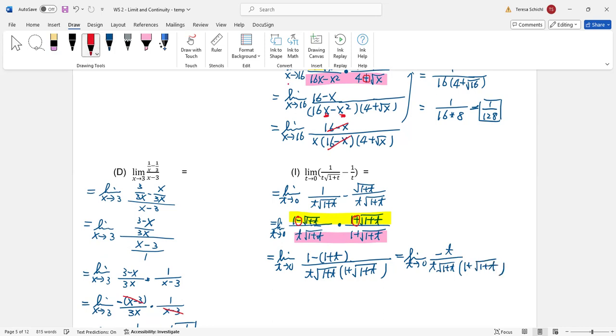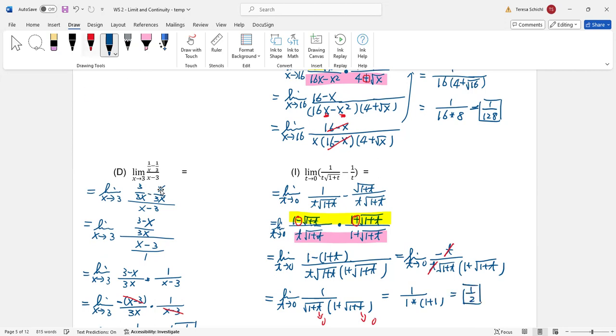Now you'll be able to cancel t and t, right? So t and t cancel, then this limit will be the limit as t approaches 0 of negative 1 over the square root of 1 plus t times 1 plus the square root of 1 plus t. Here, t is approaching 0, and this is approaching 0. So the whole square root is approaching 1, times 1 plus 1. So the answer is negative 1/2.